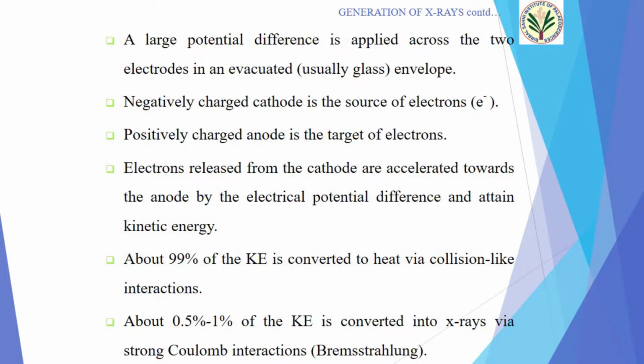Potential difference is applied, the cathode is the source of electrons, the anode is the charged target of electrons, and electrons released from the cathode are accelerated towards the anode by the potential difference. Around 99% of the kinetic energy is converted to heat via collisions, and only 0.25% of the kinetic energy is converted to X-rays via Coulombic interactions.